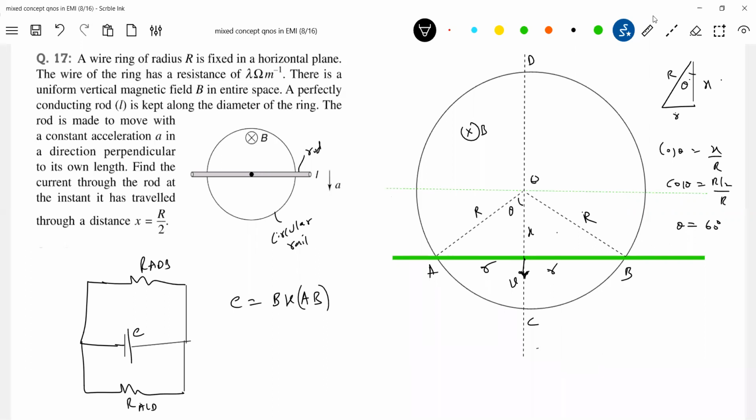So and what is V further? V is A into T, acceleration as a function of time, the velocity of the rod. So do the calculation. I just gave the idea, share the idea. So we'll take the next one.